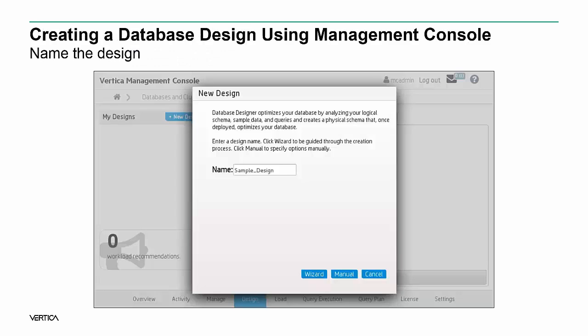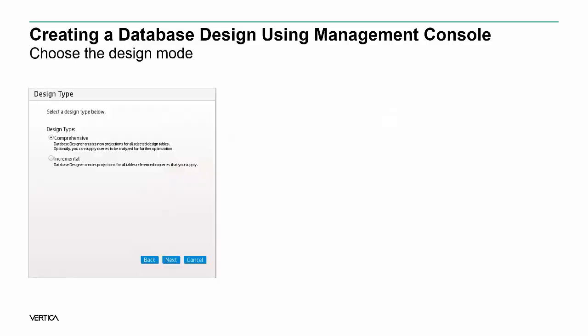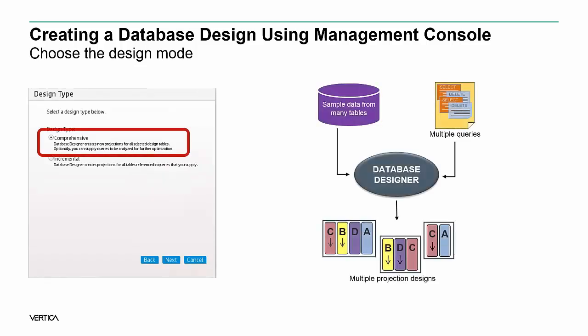We're going to walk through running the Database Designer using a wizard in the Management Console, Vertica's browser-based performance monitoring and management tool. When the wizard is launched, you'll first be prompted to name your design. Pick a name that will allow you to easily determine exactly which design output you are selecting. Your next step is to determine your design mode, comprehensive or incremental. The comprehensive design is typically done after your first data load and compares all of your representative queries to your whole database to build an initial set of projection designs.